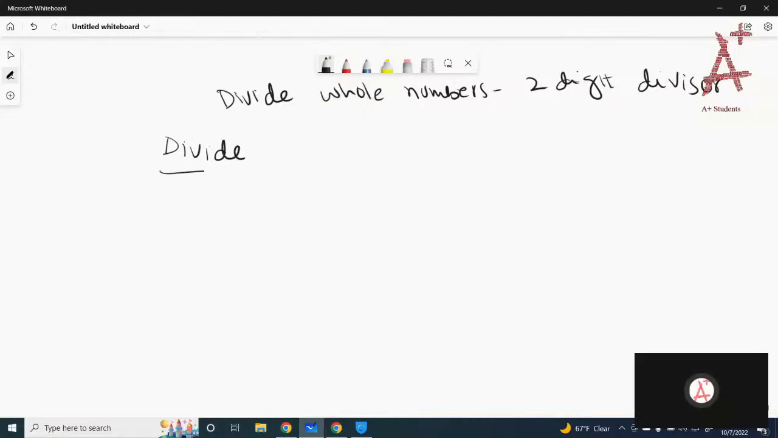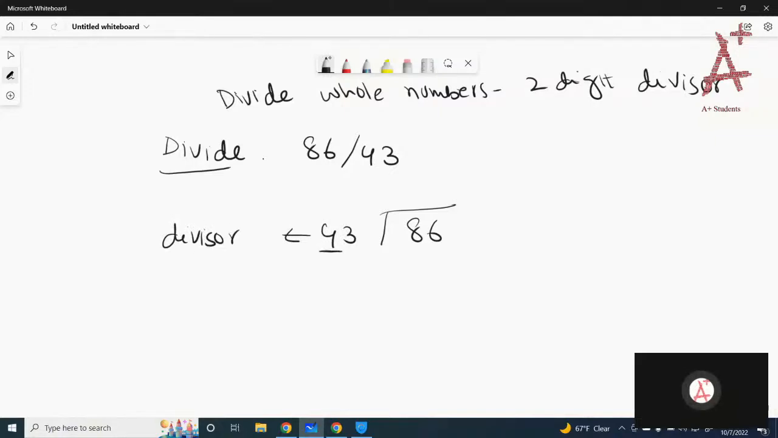The first one is 86 divided by 43. So you have to divide 86 by 43. This is the divisor, and see, the divisor is now a two-digit number. Got it? And this is the dividend. Keep these terms in your mind. 43 is the divisor and 86 is the dividend. Got it?